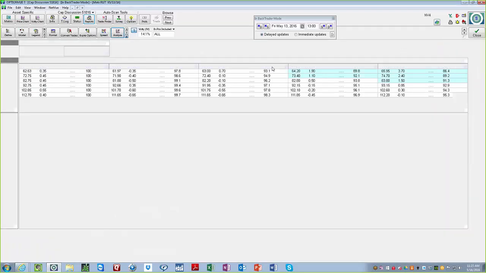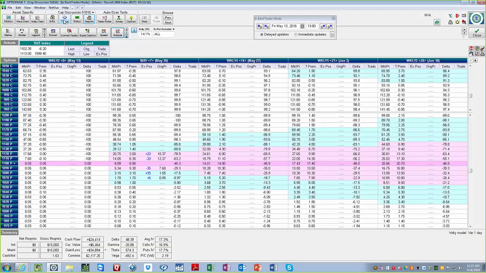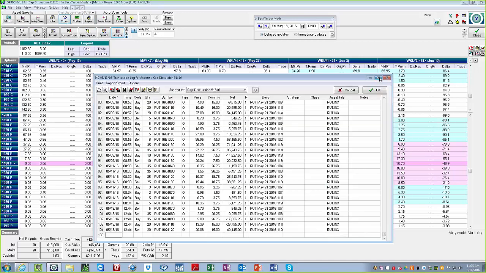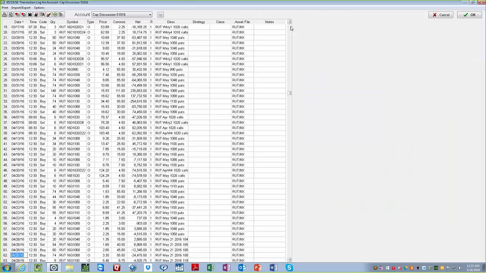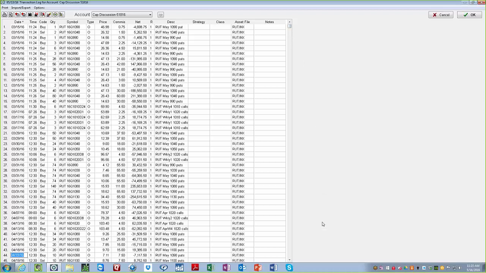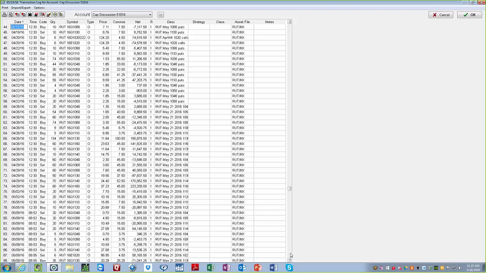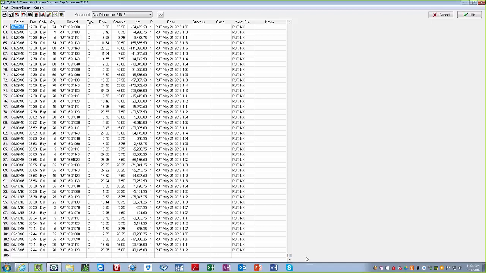I believe I saw a question come through to take a look at the T-log. I can show that to you guys. There's the T-log, and you can look at this on the recording and look at all the various parts of it. There's the first page, second page, and the last page. So that's the complete T-log.